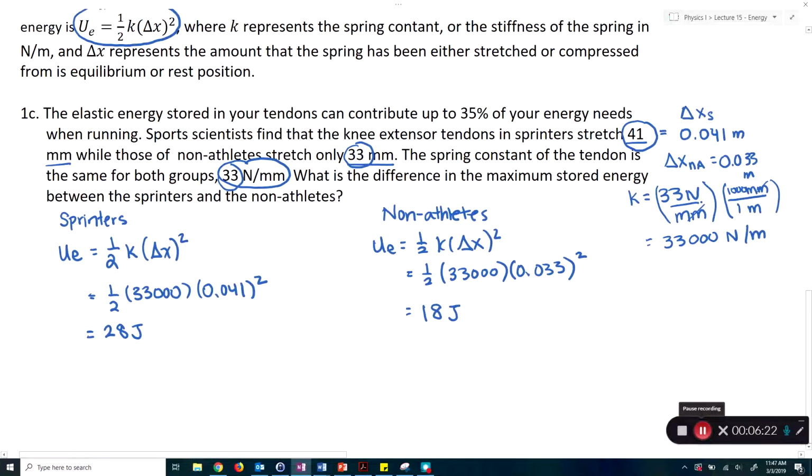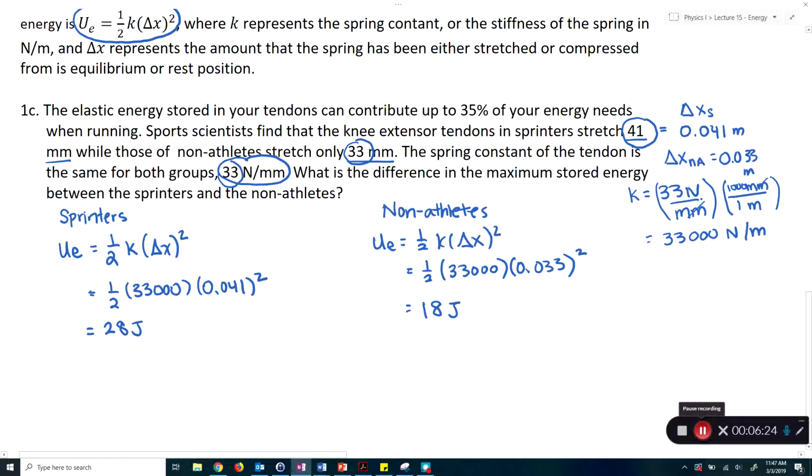So the question says, what is the difference in the maximum stored energy between the sprinters and the non-athletes? So the sprinters are able to store 28 joules of energy in their tendons, and the non-athletes are only able to store 18 joules. So therefore, the difference between those two numbers means when you subtract those two numbers, what do you get? The difference in the maximum stored energy is 28 minus 18, so 10 joules.